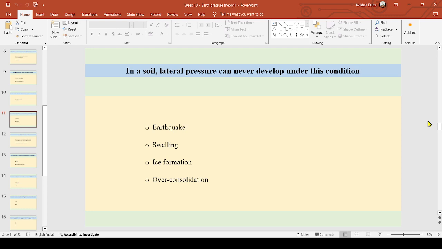In a soil, lateral pressure can never develop under this condition. Which of the following conditions will never develop, or is the most unlikely to develop, lateral pressure in a soil? The options are: option 1 is earthquake, option 2 is swelling, option 3 is ice formation, option 4 is over consolidation.